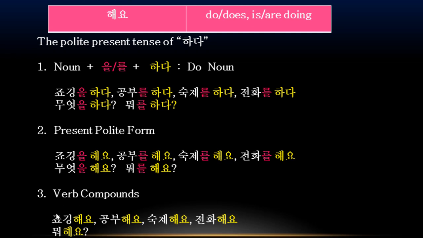These are, in a way, new verbs. 조깅해요, 공부해요, 숙제해요, 전화해요. But I want you to understand the derivation. It's very important for you to know that these were initially nouns, and this is a very productive way to turn nouns into verbs. And if you want to say, what are you doing now? 뭐해요? But I want you to understand that it initially came from 무엇을 하다, 무엇을 해요, 뭐를 해요, 뭐해요.